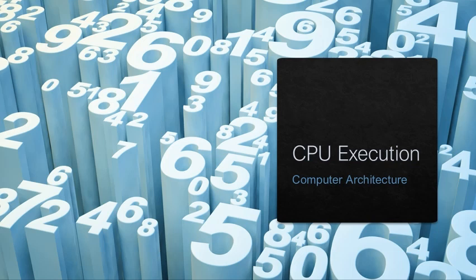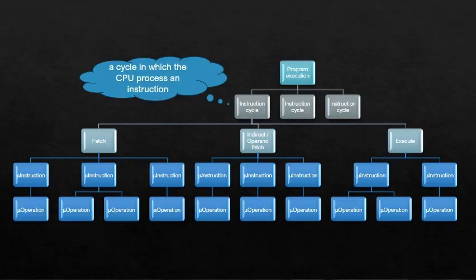Hi student, this video is to explain the processor execution of a given program consisting of multiple lines of instructions. First, you need to understand that a program consists of instructions. So when a program is executed, each instruction actually experiences an instruction cycle.